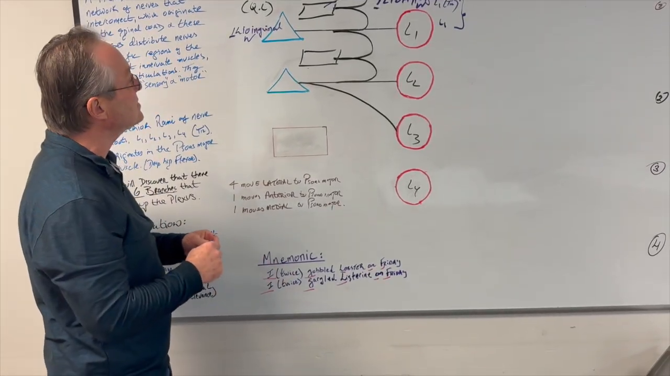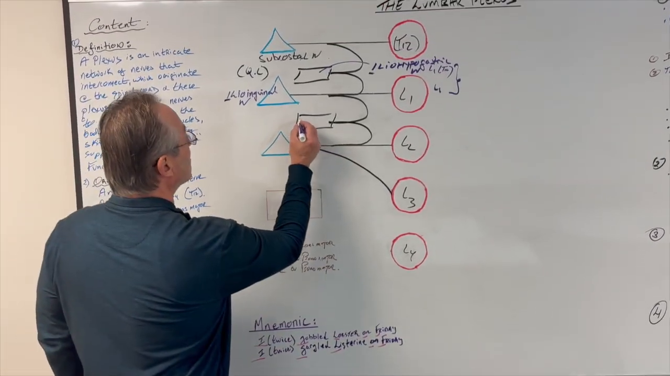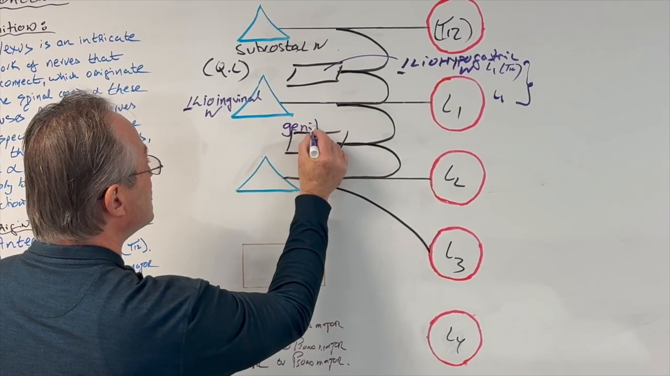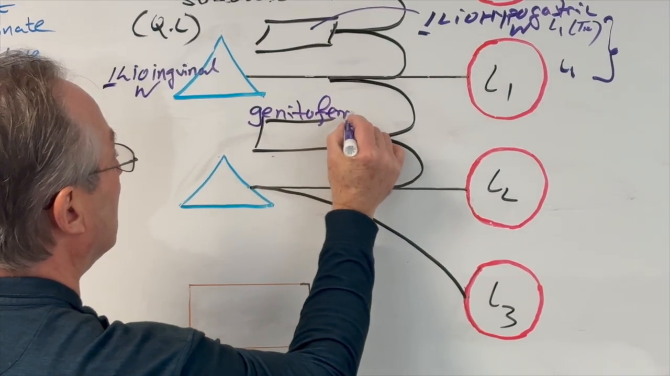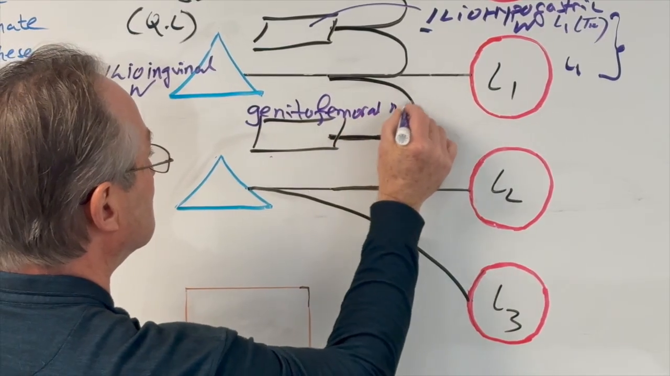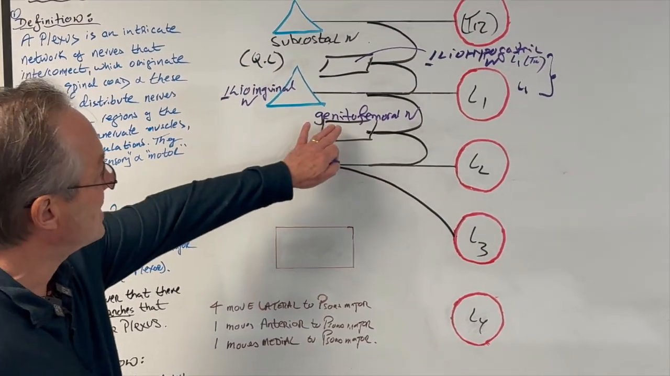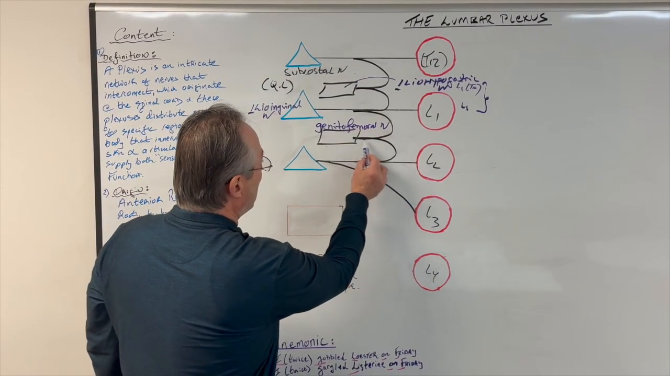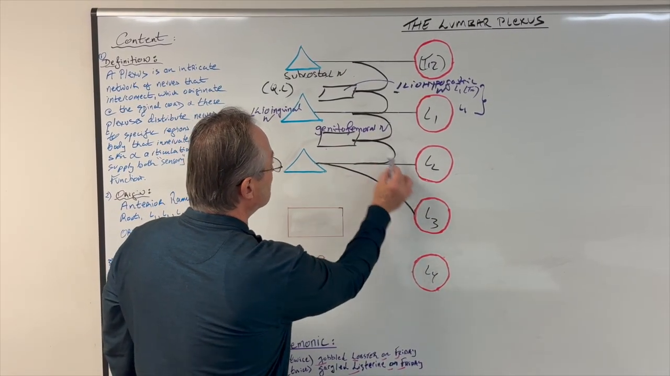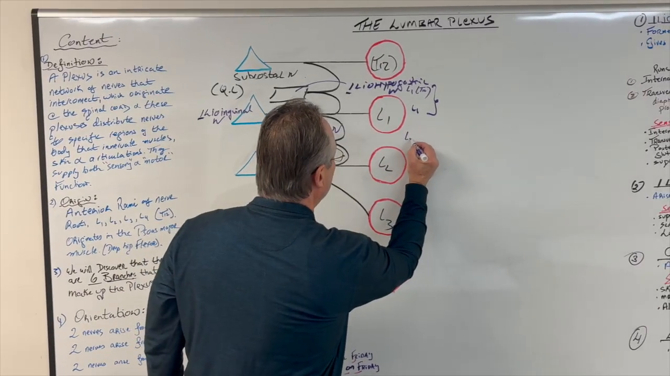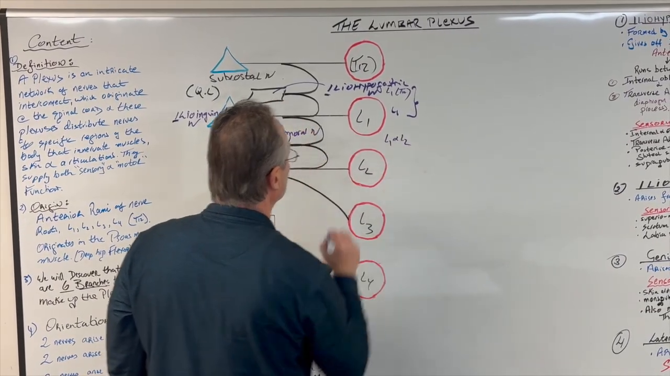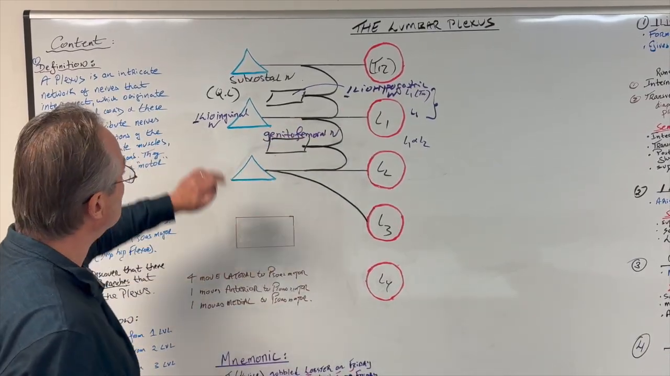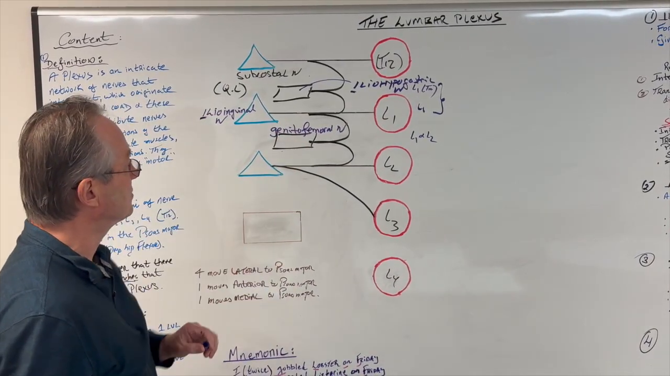Then the G. What is the G? The G right here is your genitofemoral nerve. Genitofemoral nerve. There's a L1 contributing branch and an L2. So we're going to write L1 and L2. Okay? So we have the iliohypogastric, we have the ilioinguinal, we have the genitofemoral nerve.